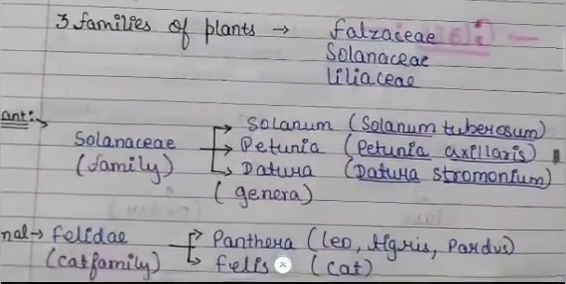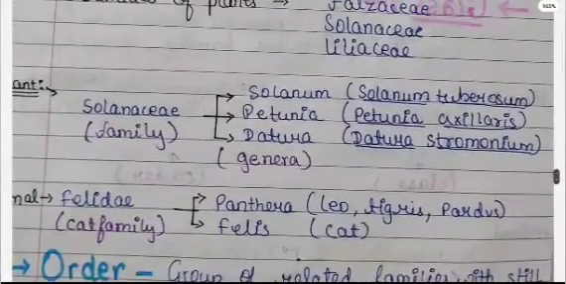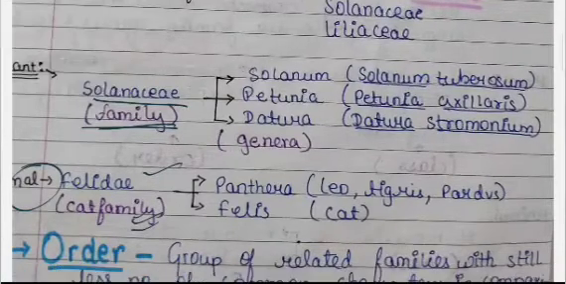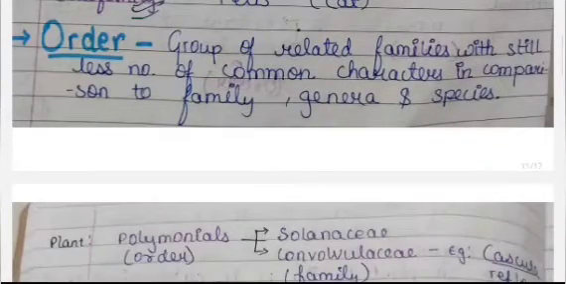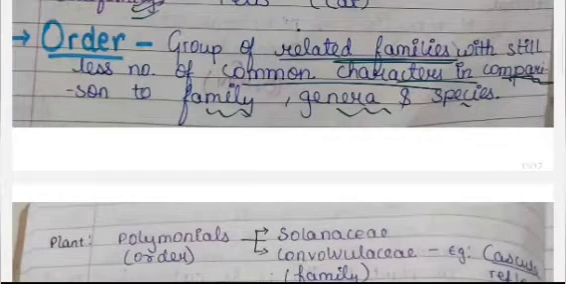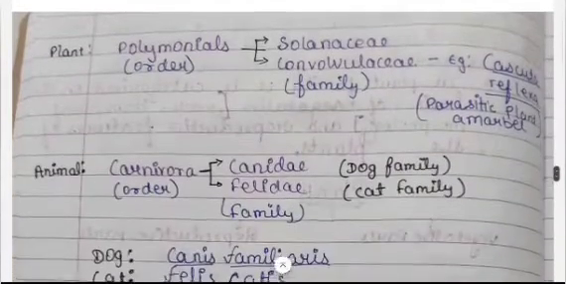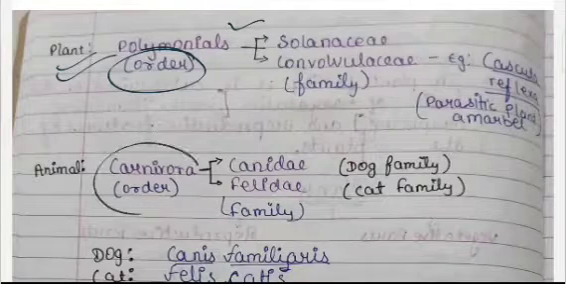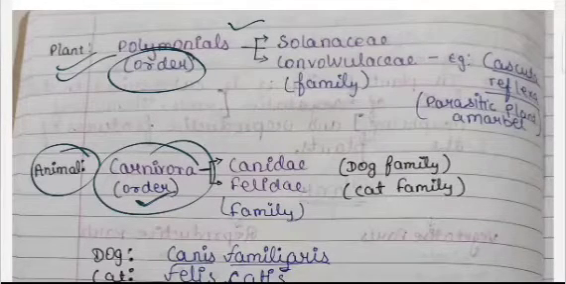In plants, Solanaceae is a family, and in animals, Felidae is a family. This was just an example. Now, in the case of order, it is a group of related families with still fewer common characters in comparison to family, genera and species. Examples are Polymoniales, which is an order of the plant kingdom, and Carnivora, which is an order of the animal kingdom.